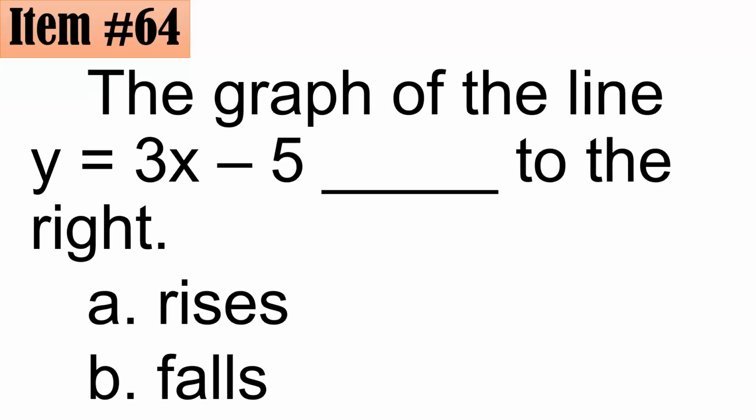64. The graph of the line y equals 3x minus 5 blank to the right. Is it A, rises to the right, or B, does it fall to the right? Letter A nga ba? Paano nga ba natin malalaman kung nag-rise siya sa right or nagpo-fall siya sa right given the slope-intercept form? That is, if the value of the slope is positive, then it rises to the right. But if the value of the slope is negative, then it falls to the right.